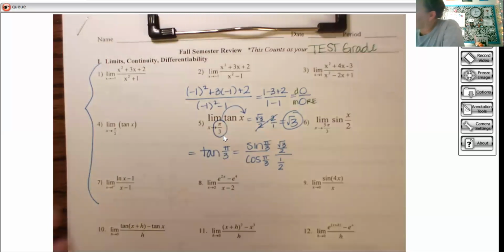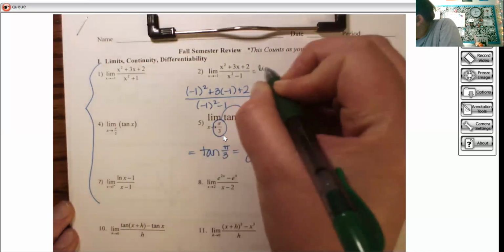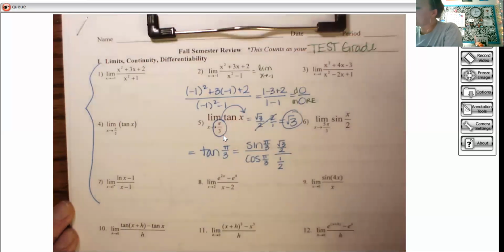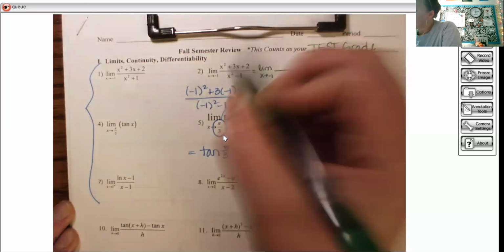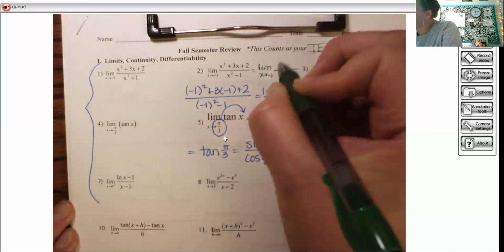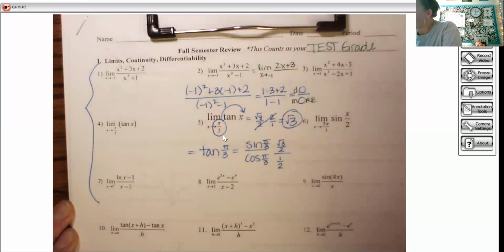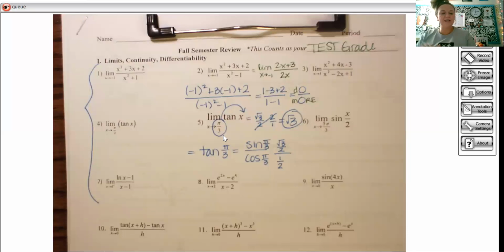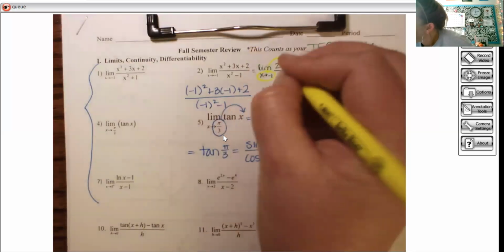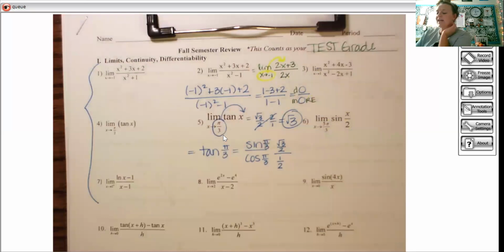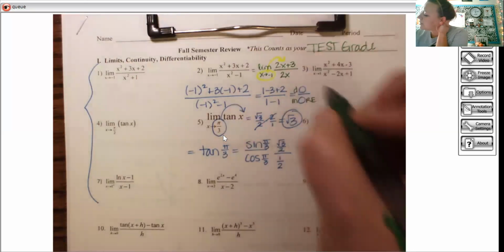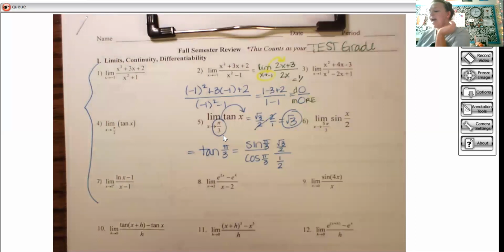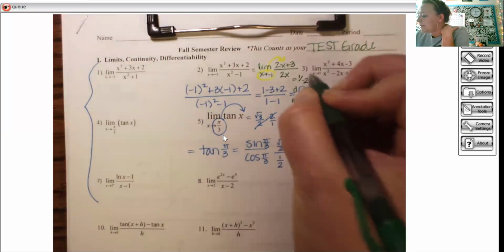I'm gonna have to write smaller here, but my limit, I'm gonna retry it with x approaching -1, but I'm gonna take the derivative of the top and the bottom. So on top, x squared plus 3x plus 2, my derivative is 2x plus 3. On bottom, my derivative is just 2x. And then with x approaching -1, I'm just going to try to plug it in again. On top, I have 2 times -1, which is -2 plus 3, which is 1 left over. And then on bottom, I have 2 times -1, which would be -2. So my answer would be -1/2.